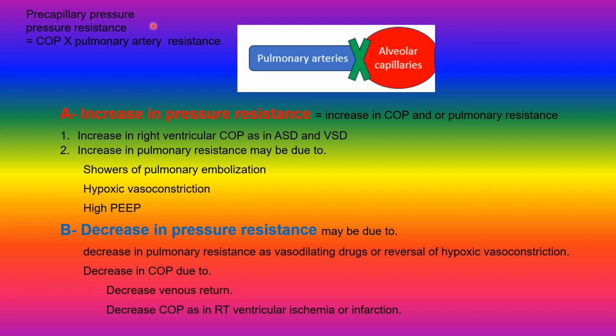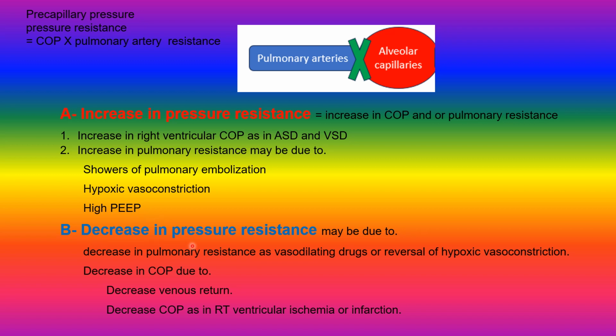Precapillary pressure, which is the pressure resistance, as we have mentioned before, equals the cardiac output multiplied by pulmonary artery resistance. So an increase in this pressure resistance may be due to an increase in either cardiac output or pulmonary artery resistance. Increase in the cardiac output as in ASD or VSD, but increase in the pulmonary vascular resistance may be due to showers of pulmonary embolization, hypoxic vasoconstriction, or high PEEP.